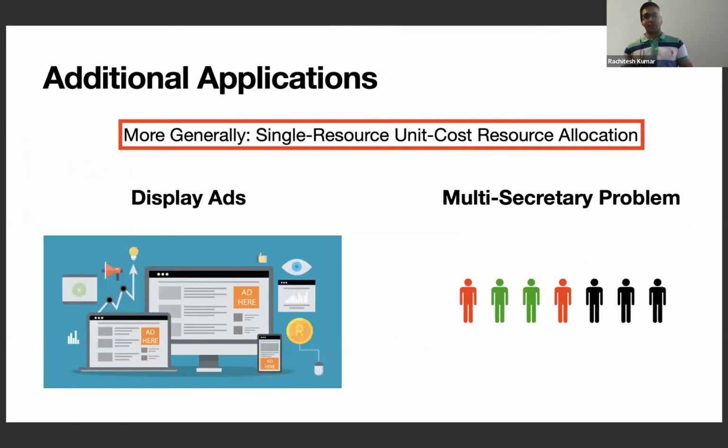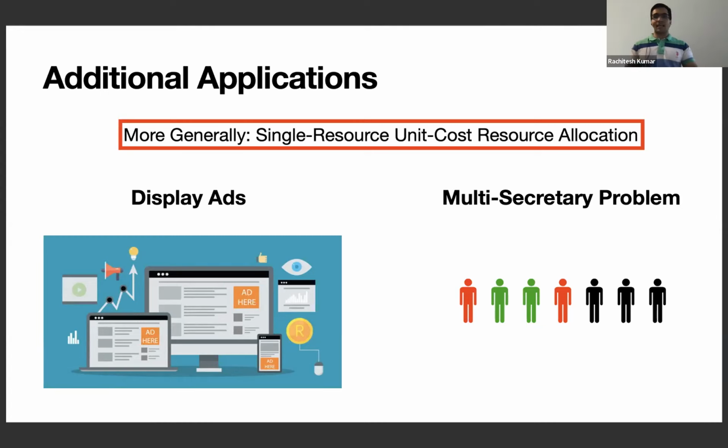The problem that's just described here is more general than the airline industry. More generally, what we're looking at here is a single resource unit cost resource allocation problem, where you have one resource and a limited inventory of it. Requests are arriving sequentially, each request, if accepted, consumes 1 unit of the resource and generates a variable amount of reward. And your goal here is to maximize the cumulative reward that you can attain given your inventory.